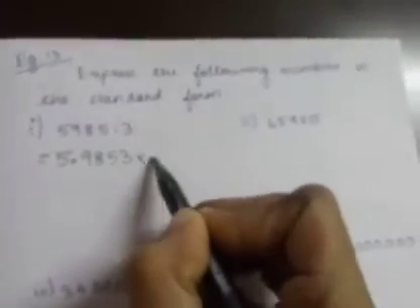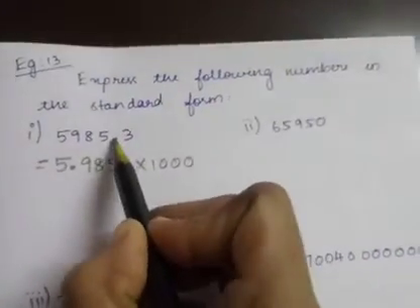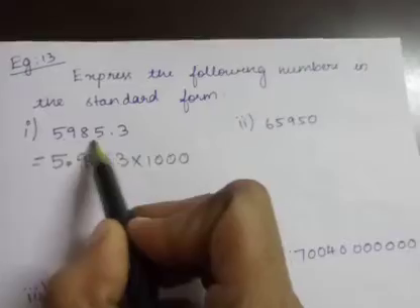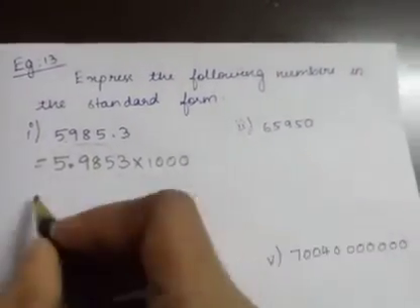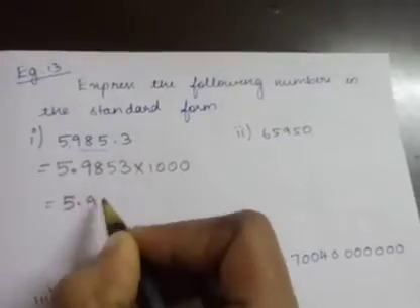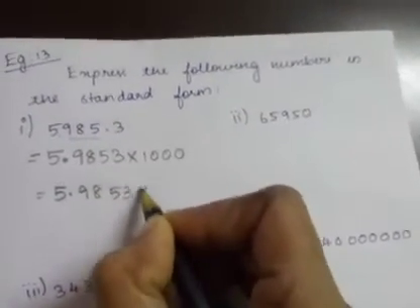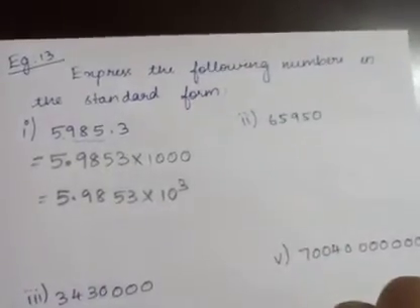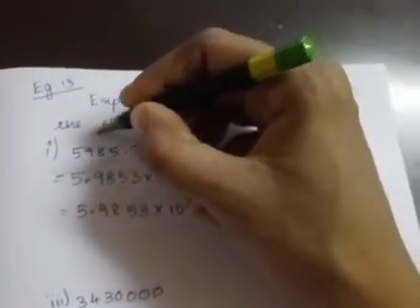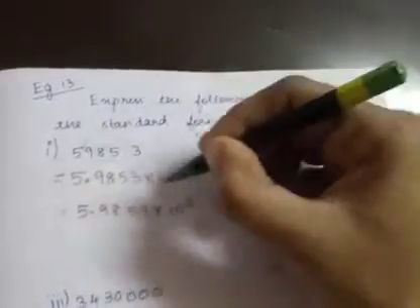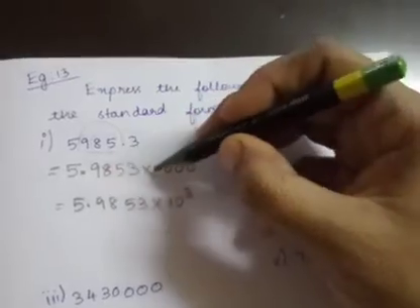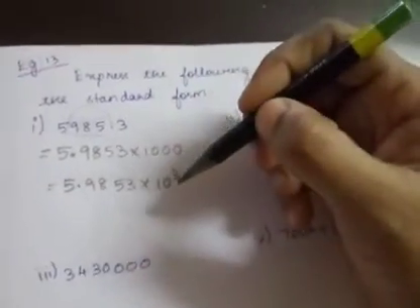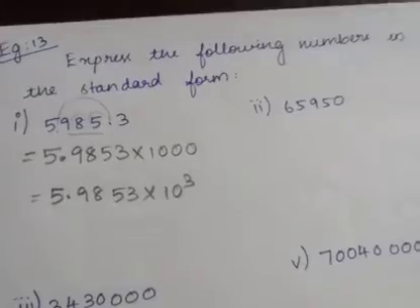9853 into 1000. Why 1000? Because listen, this decimal point is coming here, so 3 digits are going up. So into 1000, 3 digits. Now when you write, 5.9853 into 10 cube is your answer. Because if the decimal point is going here, 3 digits are there, so into 1000. So 5.9853 into 1000, so 5.9853 into 10 cube.